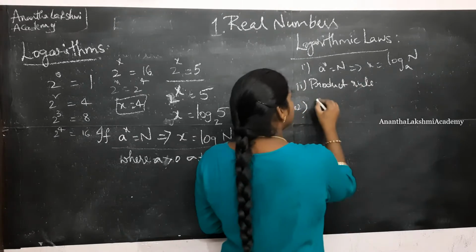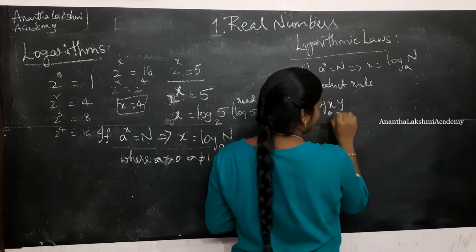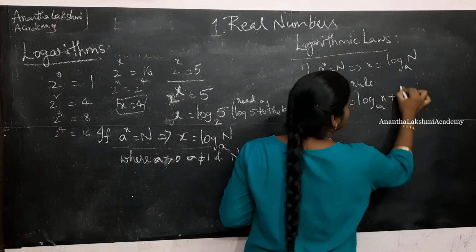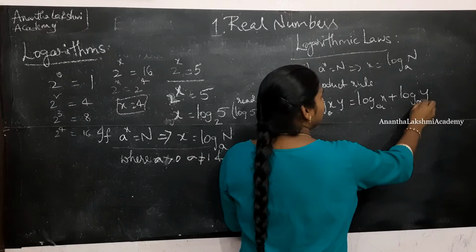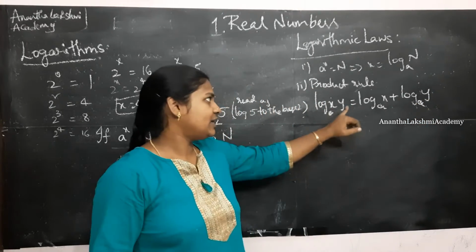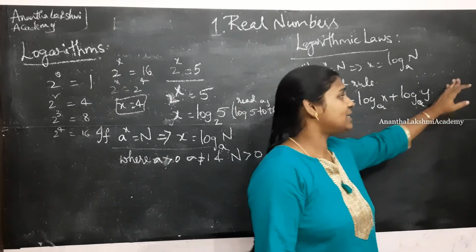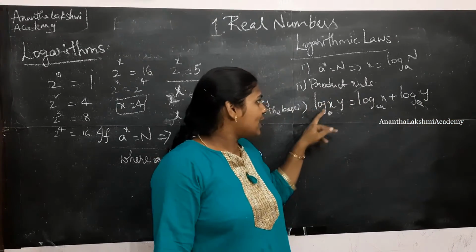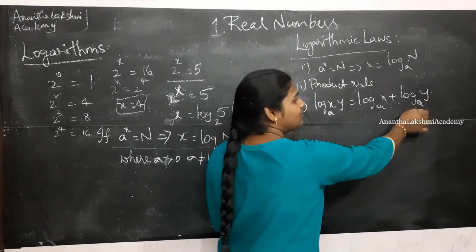Product rule is nothing but log xy to the base a is equal to log x to the base a plus log y to the base a. If there is a z associated with it instead of xy, if it is xyz, then it goes like log x to the base a plus log y to the base a plus log z to the base a. Alright, so remember this product rule: log xy to the base a is equal to log x to the base a plus log y to the base a.